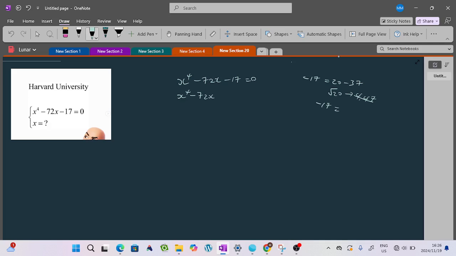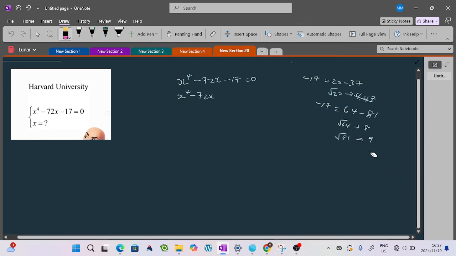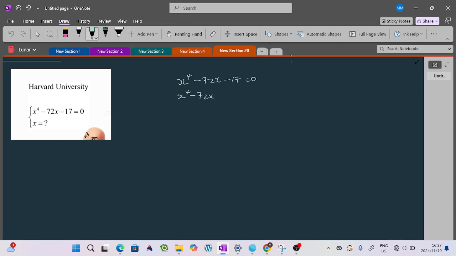So we can write negative 17 as 64 minus 81. Why 64 and 81? Because when you take the square root of 64, it gives you 8, so 64 is a perfect square. Then the square root of 81 gives you positive 9, so it's also a perfect square. So the trick is to write negative 17 as a difference of 2 squares, 64 minus 81. So now instead of writing negative 17, I write 64 minus 81, and this is equal to 0. The expression is still the same, because when you say 64 minus 81, you go back to negative 17.